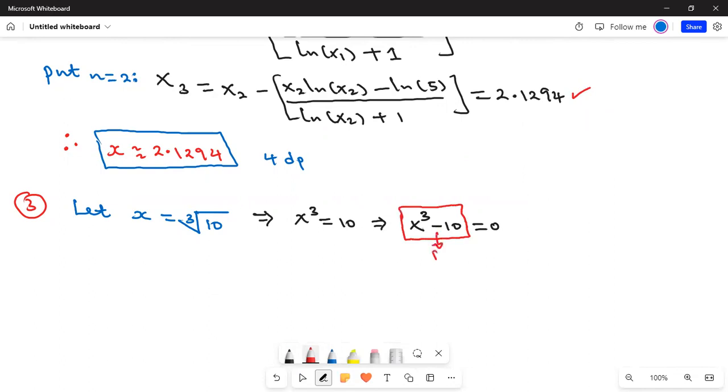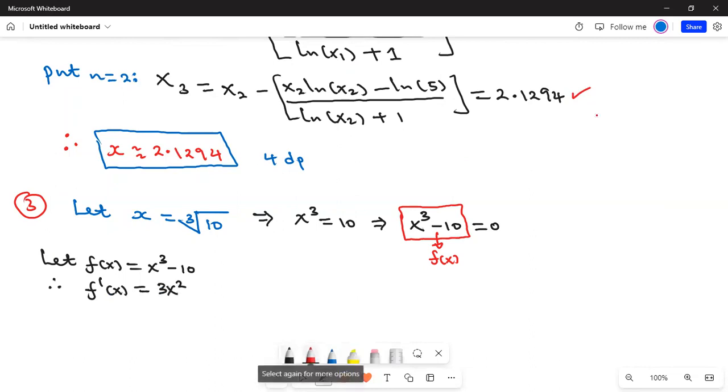This will be our f of x. Remember, f of x must be equal to 0. So we'll say here, let f of x be equal to x cubed minus 10. So therefore, our f prime of x is the same as 3x squared.